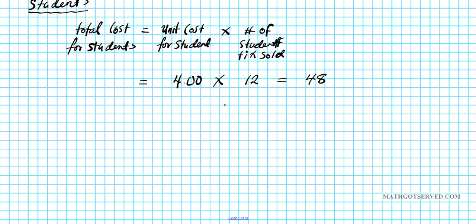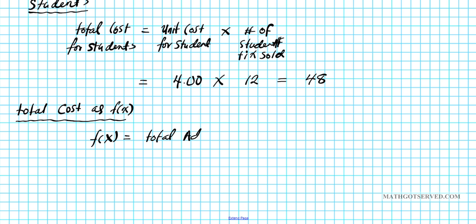All right, now let's take a look at the total cost as a function of x. Okay, so the total cost of everything combined is simply, let's write it down, f of x equals total adult ticket cost, plus what? Plus the total student ticket cost.